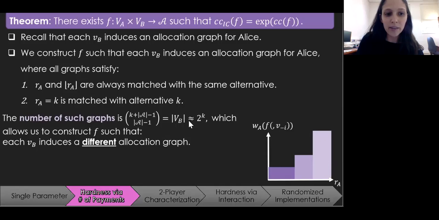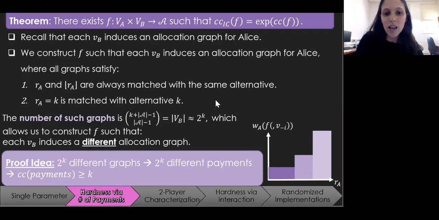It allows us to construct a function such that each value of Bob induces a different allocation graph for Alice. And the proof idea is this. We say that each value of Bob induces a different allocation graph, and we see that a different allocation graph means a different payment. And since the communication complexity of the function is at least log the size of its range, we get the needed result. This is just the idea. I'm going to talk more about it.